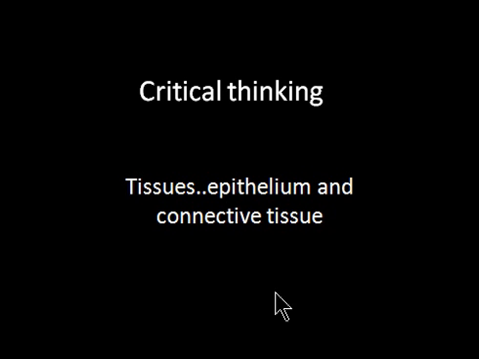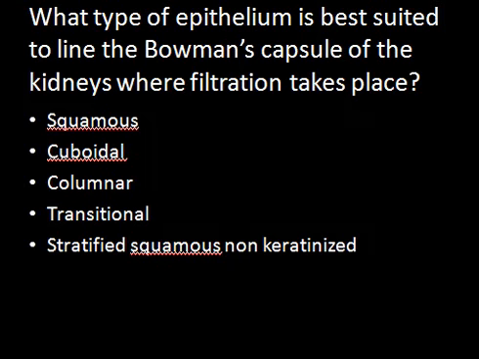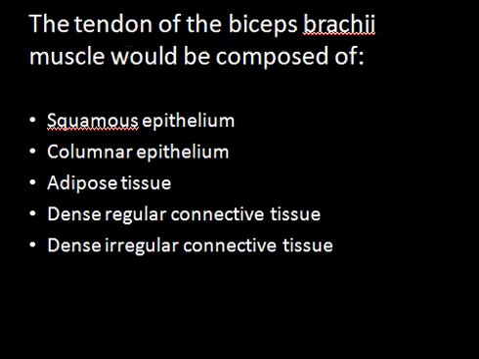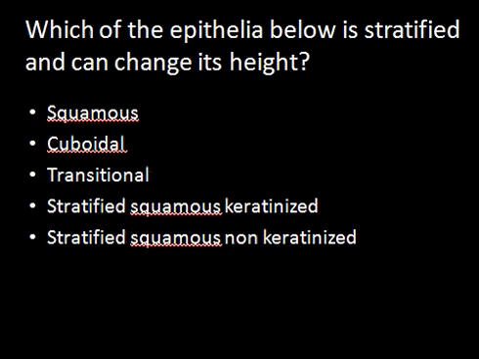This is critical thinking on epithelium and connective tissue. So let's look at the questions. So here we have something about the types of epithelia, and then here is more on the function, and here we have something on tendons and hence connective tissue, and again this is bone and cartilage, and again we're looking at connective tissue. So let's look at this one.